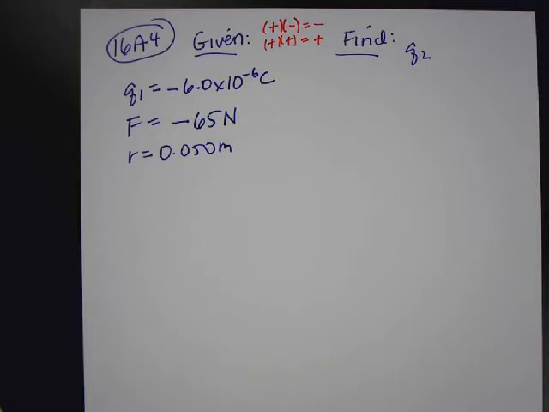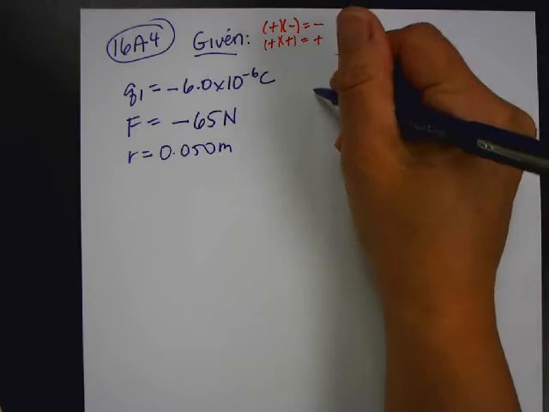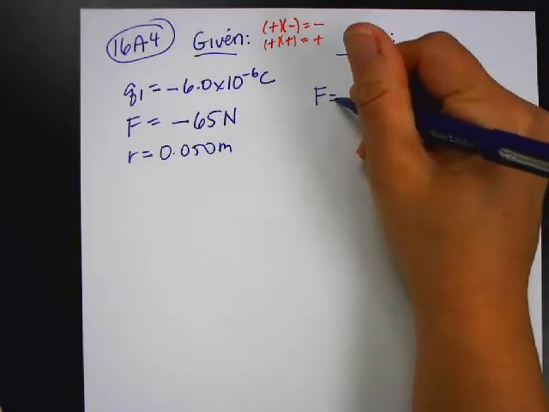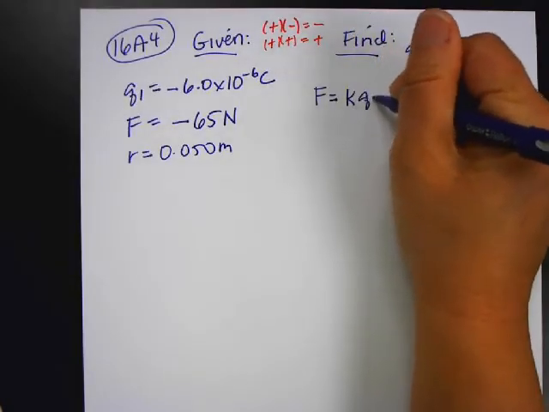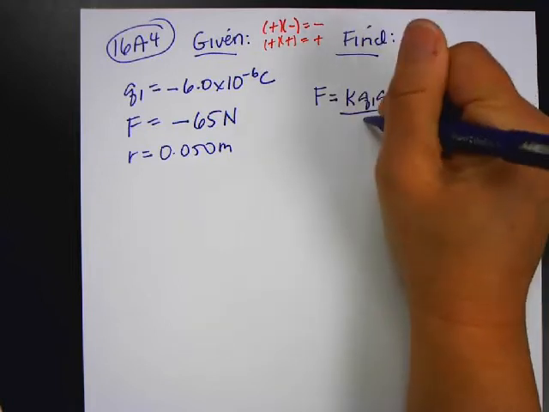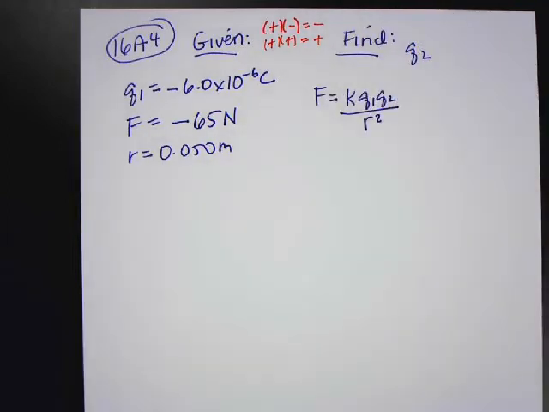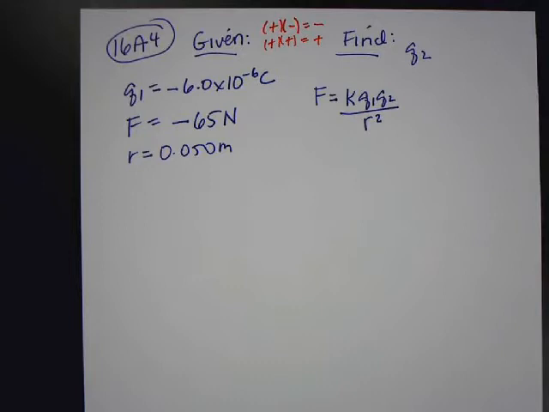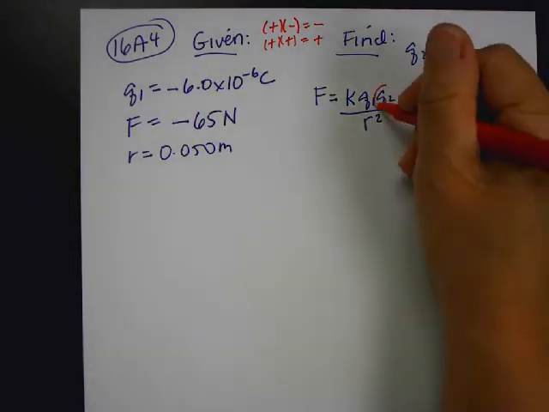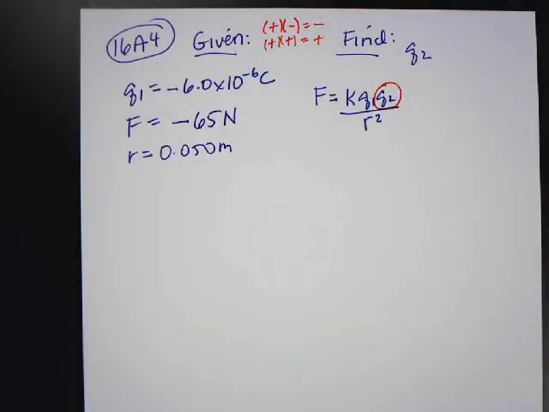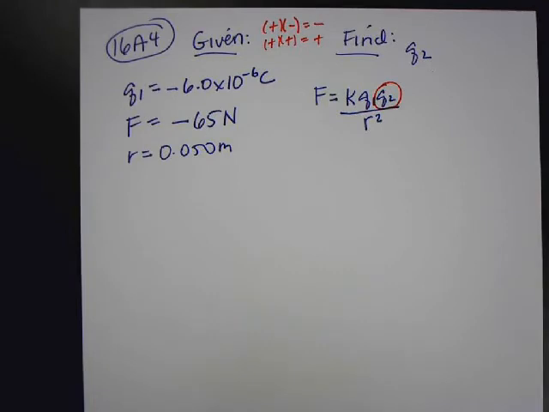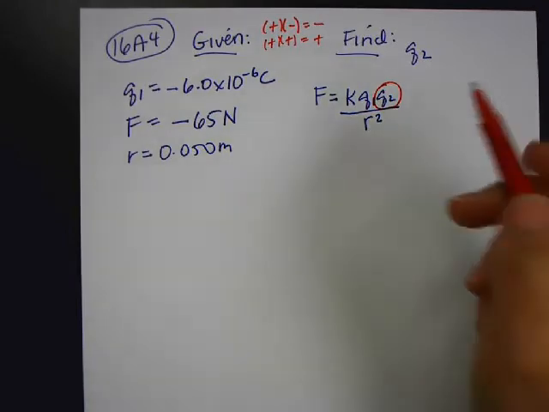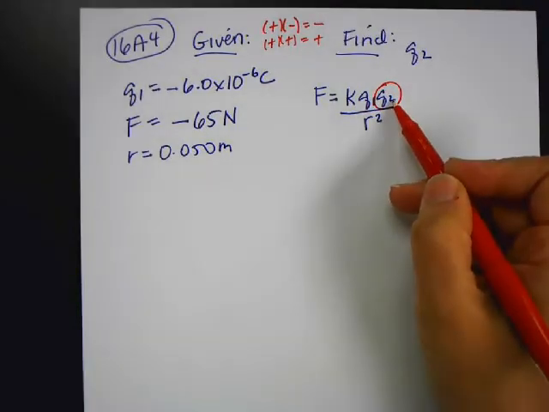Okay? So the first thing I'm going to do is write down my basic equation. Coulomb's law says F is equal to K Q1 Q2 over R squared. Now, we always rearrange the equation to solve for the unknown in terms of the known. So we want to find Q2. Right now it's in the numerator, but it's not by itself.